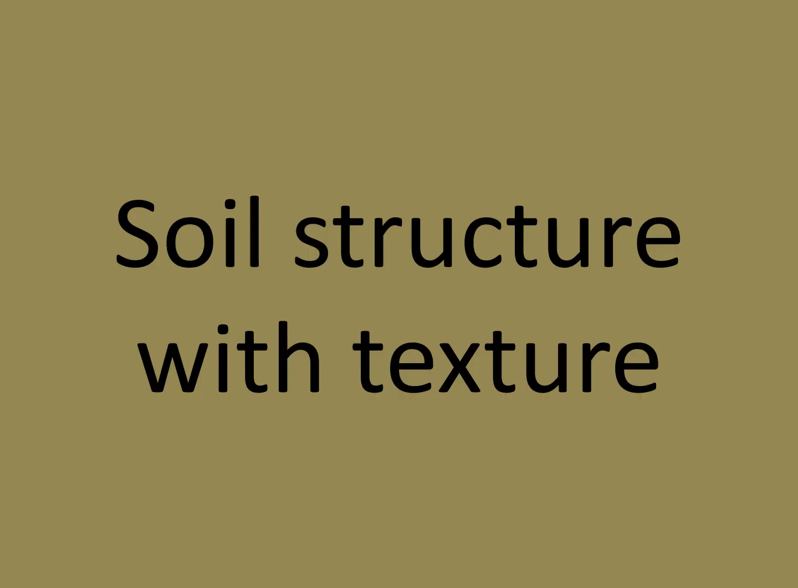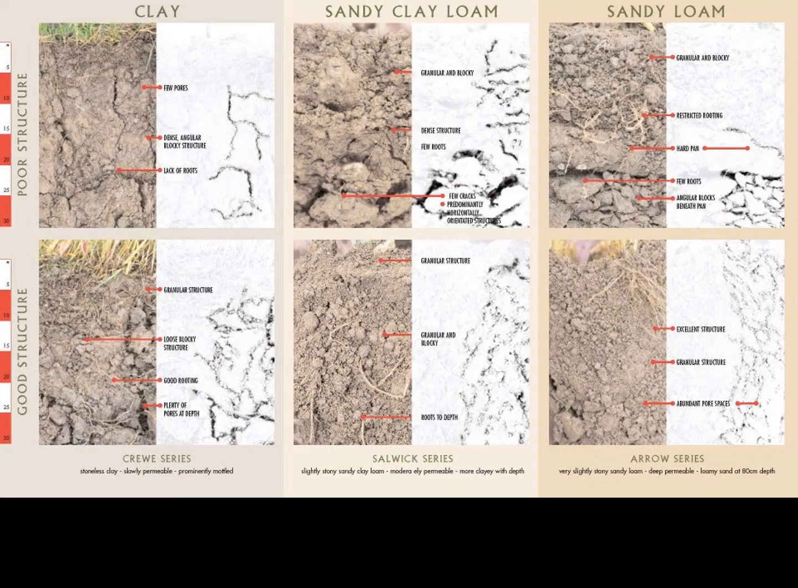So soil texture also affects soil structure. Here's some more of the diagrams we looked at earlier. The three across the top are poor structure, and the three across the bottom are good structure. On the left, top and bottom are the same soil texture. It's all clay soil. The middle one is the same soil texture, it's all sandy clay loam. And the right hand two are both sandy loam.